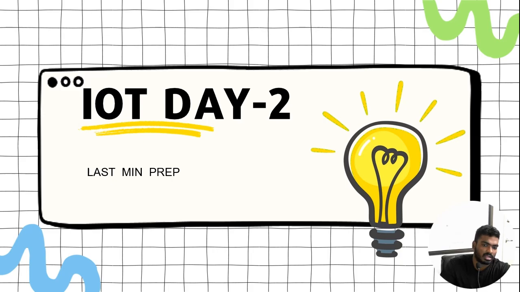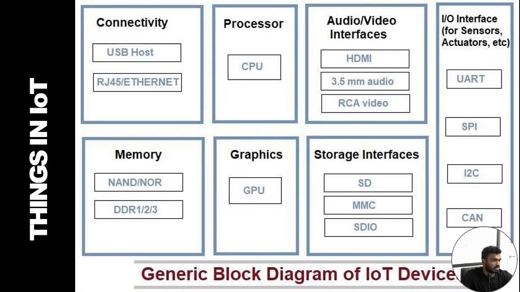Okay, let's start with the slide. So this diagram represents the key components inside an IoT device. Let's explore each section and its role in detail. So let's start with connectivity.